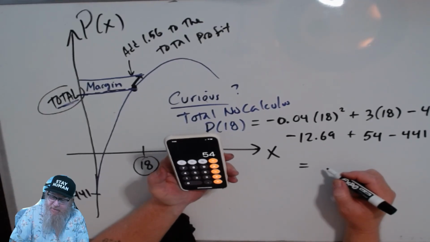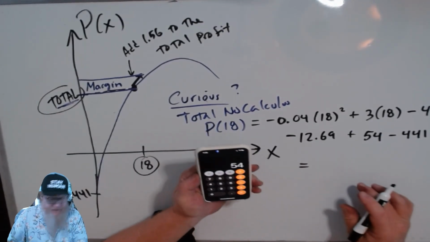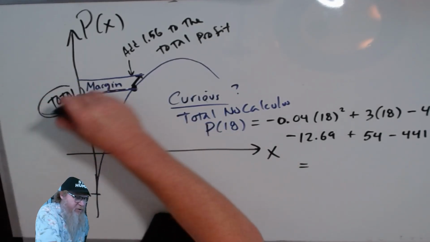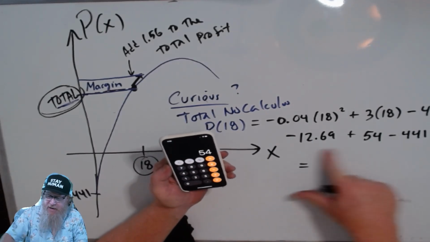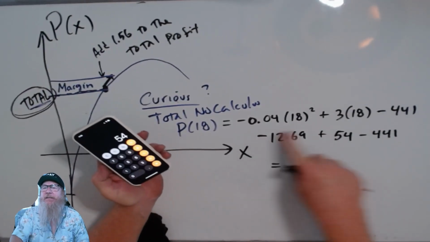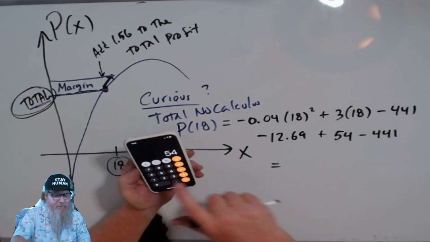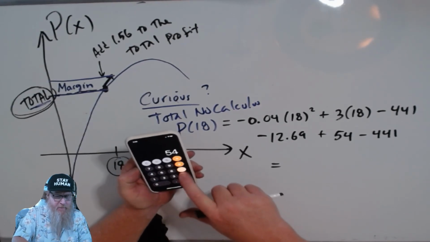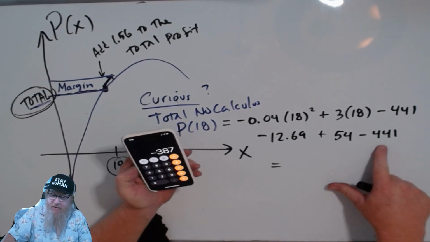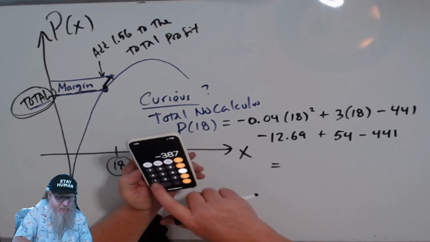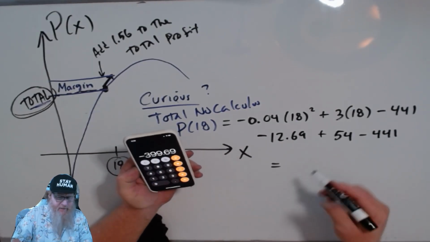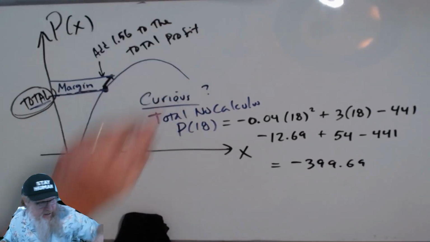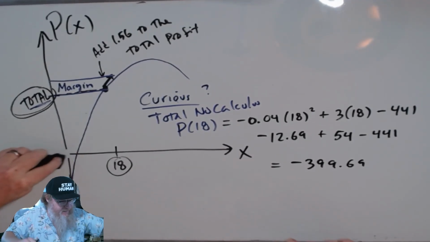Oh, I'm glad this happened. I can just move the x-axis here, now that we know where we're at. I just wrote total thinking that we had made some money already, but this doesn't even require calculus. This is just arithmetic. 54 minus 441, and then minus 12.96. So we are $399.69 in the hole already. So I'm just going to move my x-axis.